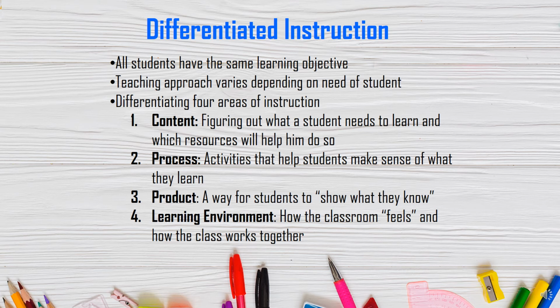There are 4 areas where teachers can differentiate instruction. The first is content, figuring out what a student needs to learn and which resources will help him do so. Number 2 is process, activities that help students make sense of what they learn. Number 3, product, a way for students to show what they know. And number 4, the learning environment, how the classroom feels and how the class works together.